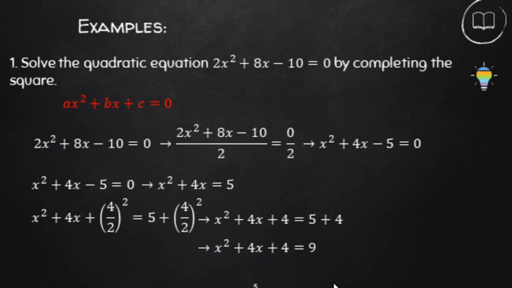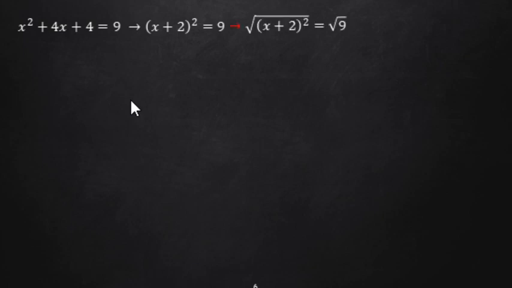Next, express the perfect square trinomial on the left side of the equation as a square of a binomial. So we have the square of x plus 2 equals 9. Then, extract the square root of the resulting equation. So the square root of the quantity x plus 2 squared is x plus 2. And the square root of 9 is positive or negative 3. So this indicates that there are two solutions in the equation.